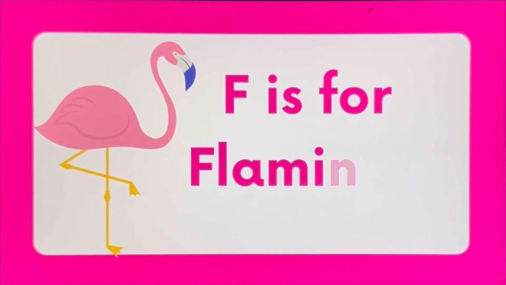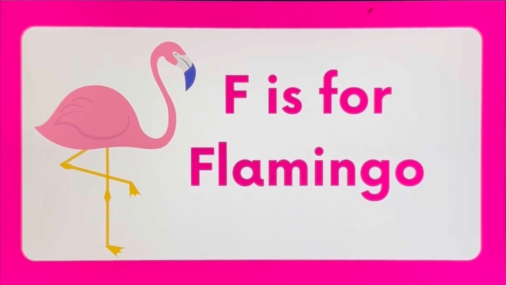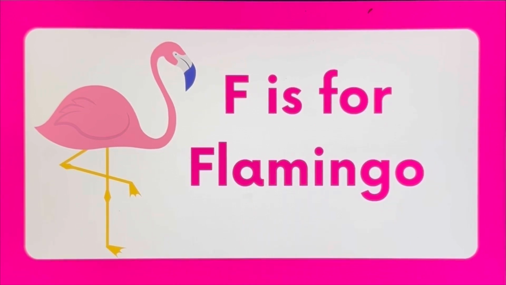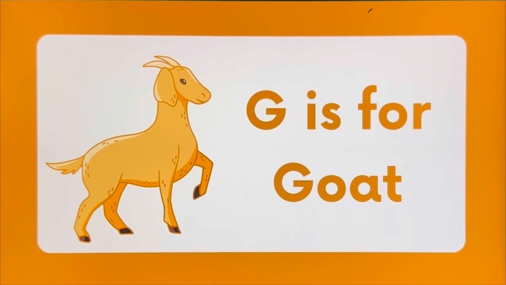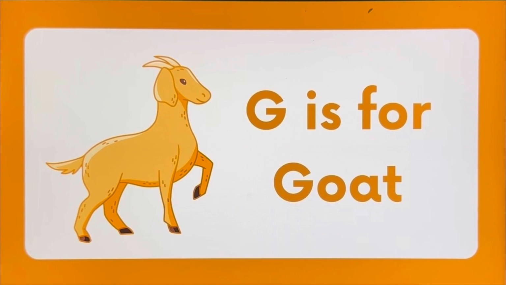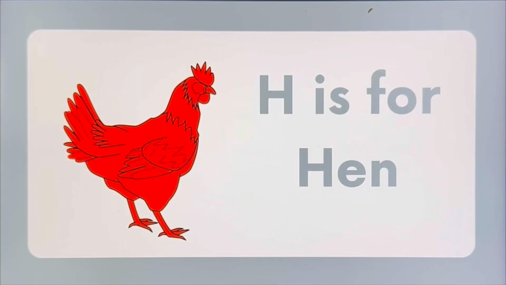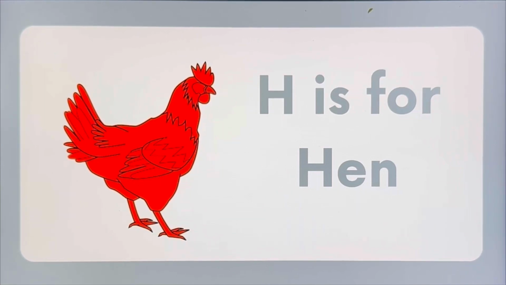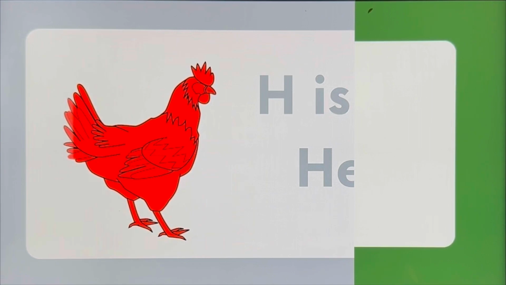F is for flamingo. Flamingo. F is for flamingo. G is for goat. Goat. G is for goat. H is for hen. Hen. H is for hen.